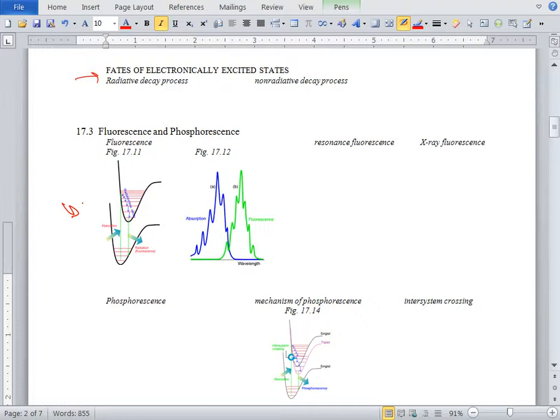So, fluorescence. What I like about what they're doing here is notice how they're being consistent. How their absorption line starts where? They do it in a very particular way, because absorption starts in the very middle of the bottom of the vibrational energy ladder of the ground electronic state, right? Perfect. They're being consistent.